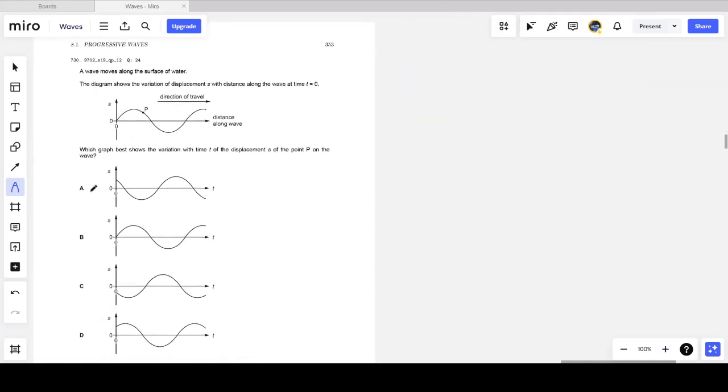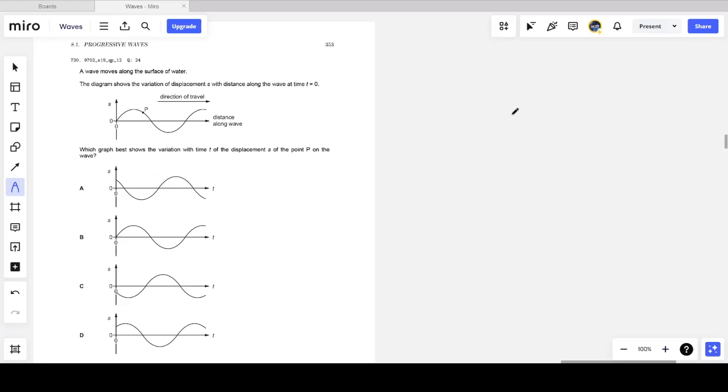The next question is 730. It's from the summer 2019 exam. It's question paper 1, variant 2, and it's question 24 from that paper. We're told that a wave moves along the surface of the water. The diagram shows the variation of displacement s with the distance along the wave at time t equal to 0. And we want to know which graph best shows the variation with time t of the displacement s of the point P on the wave.